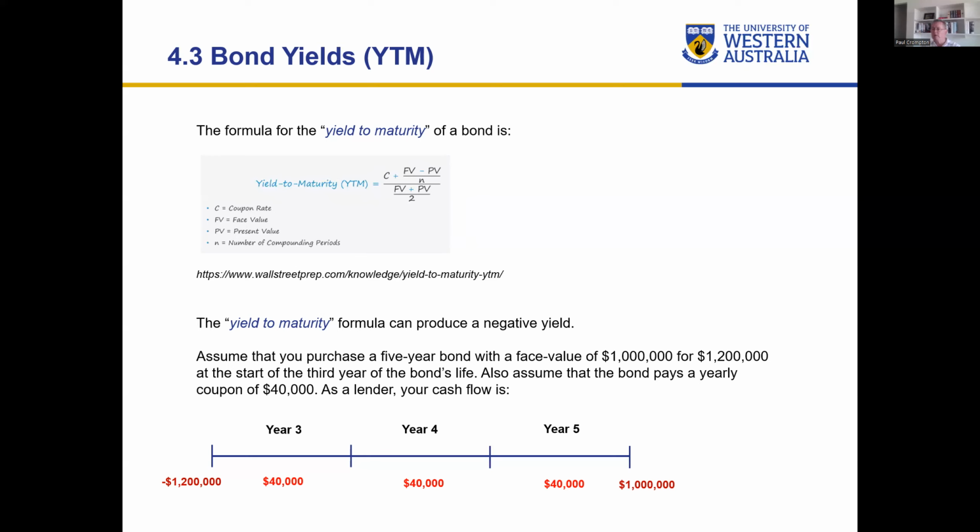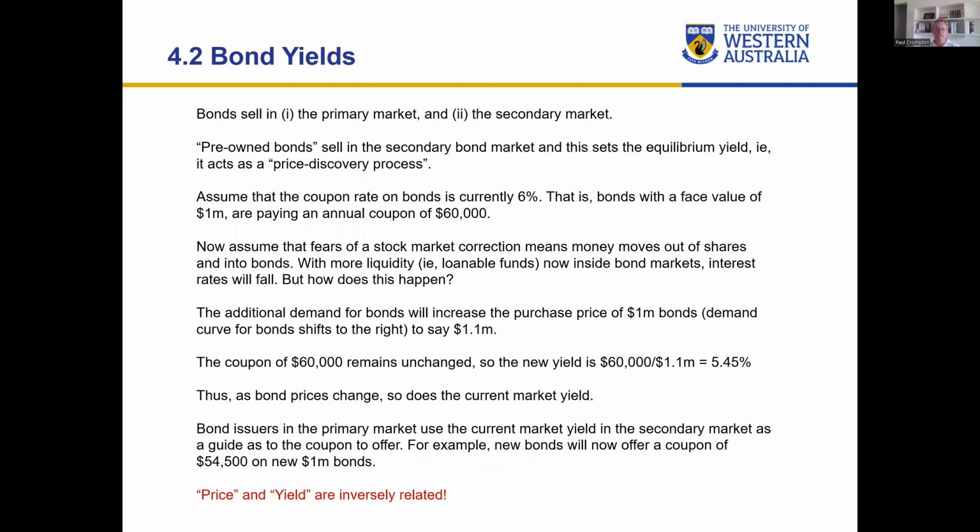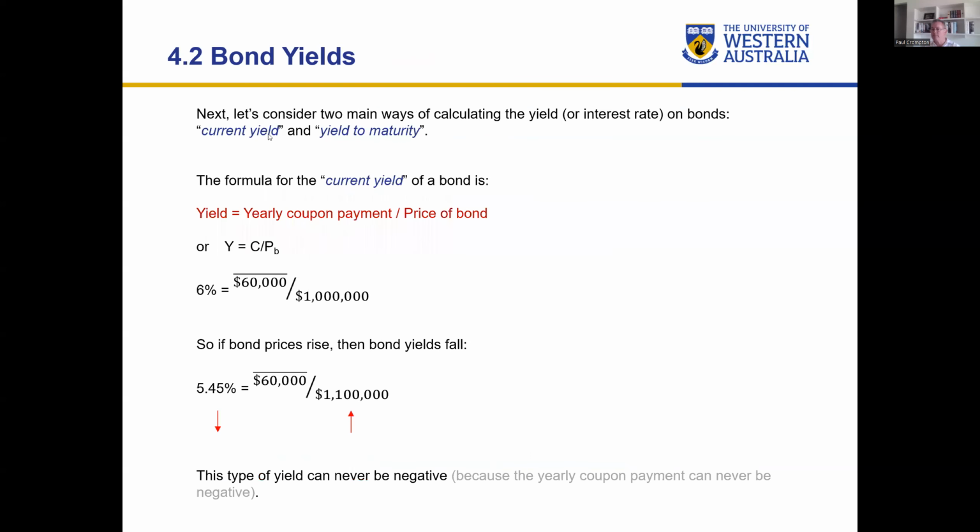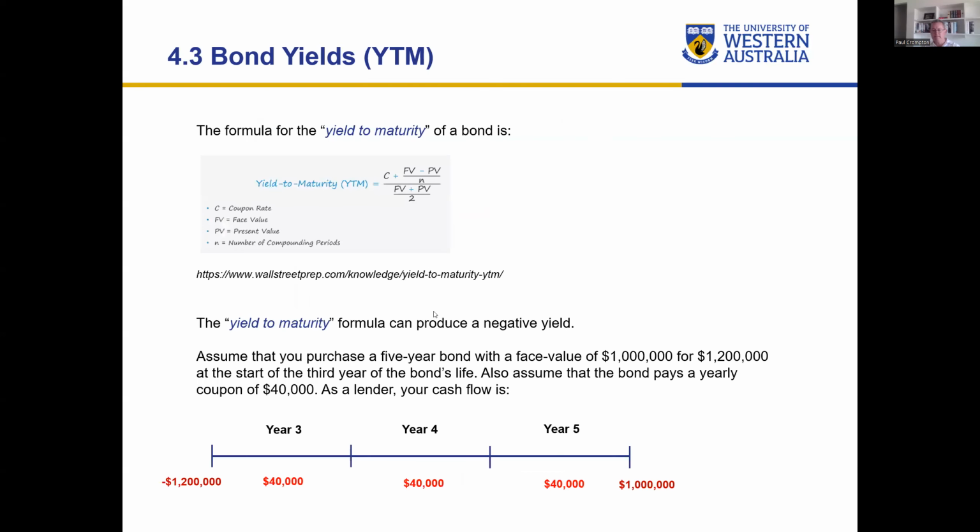Now, in one of the earlier videos in this topic 4, I went through and explained why the simple current yield can't be negative, because you would need a negative coupon, which just makes no sense at all. But if we then move to the yield to maturity measure here, I'm going to use a very simple example to get the idea across of how the yield to maturity measure of a bond yield can be negative.